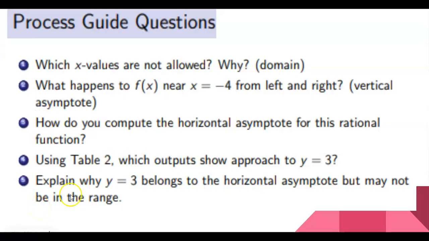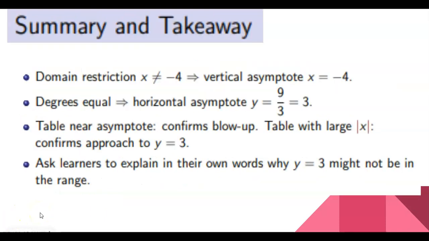Now, please answer the following guiding questions. Feel free to pause this video while you work on them. And so finally, here's our summary and our key takeaway. Domain restriction, x equal to -4, so that's our vertical asymptote. X is equal to -4. The degrees are equal, so in finding the horizontal asymptote, we take the ratio of the leading coefficients. So 9 divided by 3 is equal to 3.